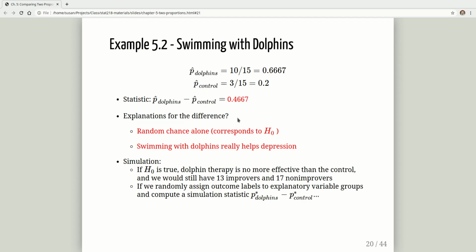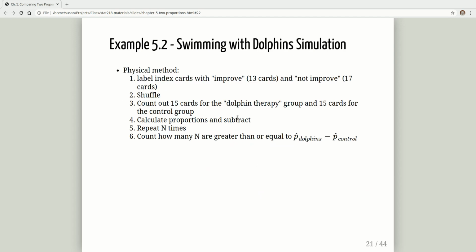the simulated proportion of people who did not swim with dolphins that also improved. So we can compute that simulation statistic. One way to do this physically is to label index cards with improve and did not improve, to shuffle them, and then to count out 15 cards for dolphin therapy and 15 cards for the control group, and then calculate the proportions, subtract those, and then repeat. So just like with the simulations in chapter 3, we are counting how many of the simulations produce something that is greater than or equal to what we observed in real life.